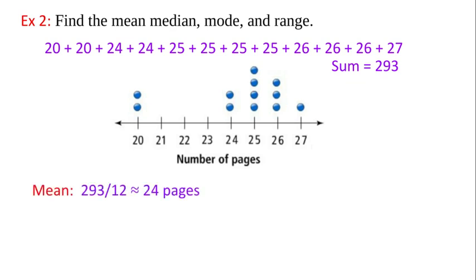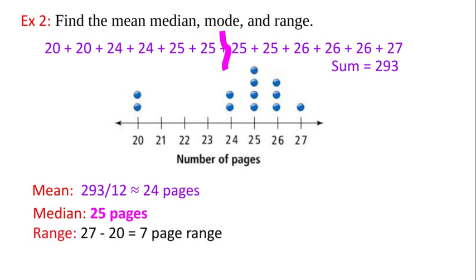For my median, I already have my numbers all in order, so I just have to find the middle value. And the middle is in between 25 and 25, so my median is 25 pages. My mode, the most popular, is easy to see from my dot plot, is 25 pages. Oh, I forgot to write that one down, but my mode is 25. And then my range is the biggest value, 27, minus the smallest value, 20. So 7 pages is my range.